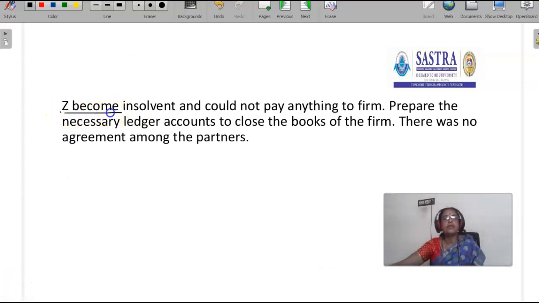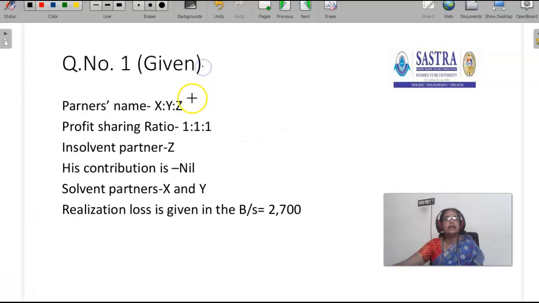Z becomes insolvent and couldn't pay anything to the firm. Prepare the necessary ledger account to close the books of the firm. There was no agreement among the partners. This is the question. You are asked to prepare necessary ledger account and here Z becomes insolvent. Okay. What is given in the problem?